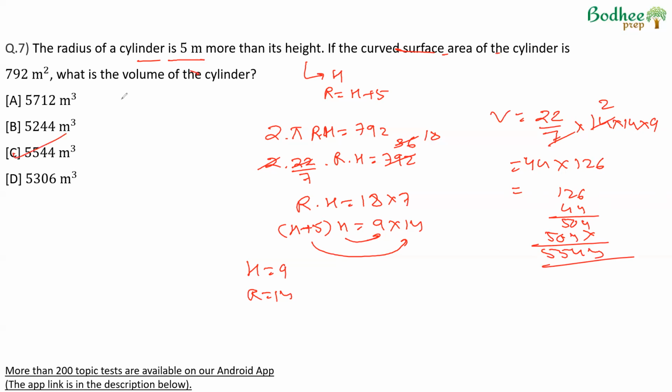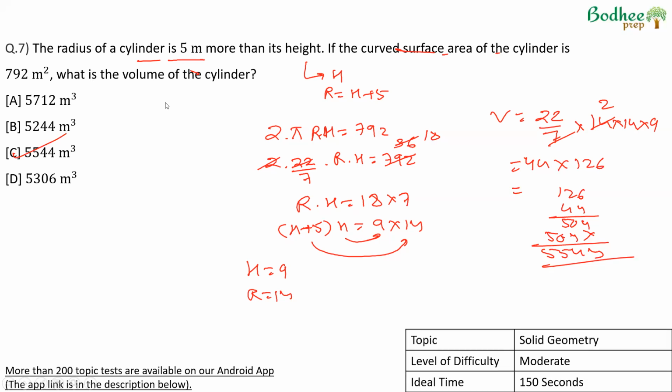Moderate level of difficulty. You might end up putting in some time solving the quadratic if you're not working with the options. And also there is multiplication involved in the end. So maybe the attempt time might go up to 2.5 to 3 minutes. Therefore, moderate question.